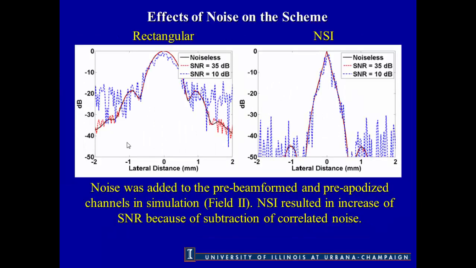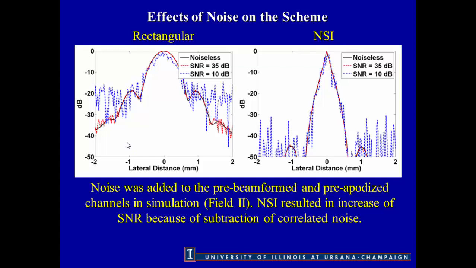Here's one simulation, though, I do want to report, because it's hard to control the amount of electronic noise in the system. We wondered, what happens when we have noise in the system? So we put noise on the channels and did some beamforming in simulation. We have a noiseless case with the black line, 35 dB SNR with the red, and 10 dB SNR for the blue line. With rectangular apodization, of course, you get your beam and you get some noise out there in the side lobes. For the NSI, though, you actually suppress some of that noise.